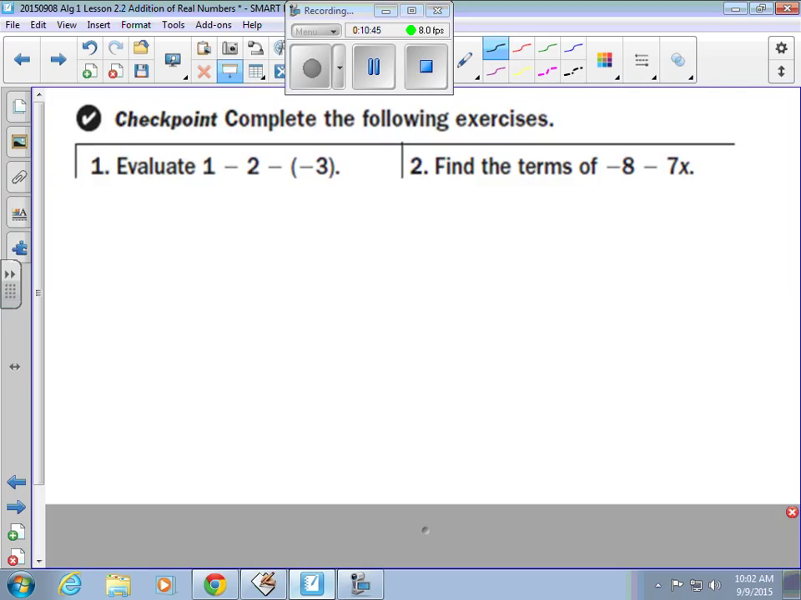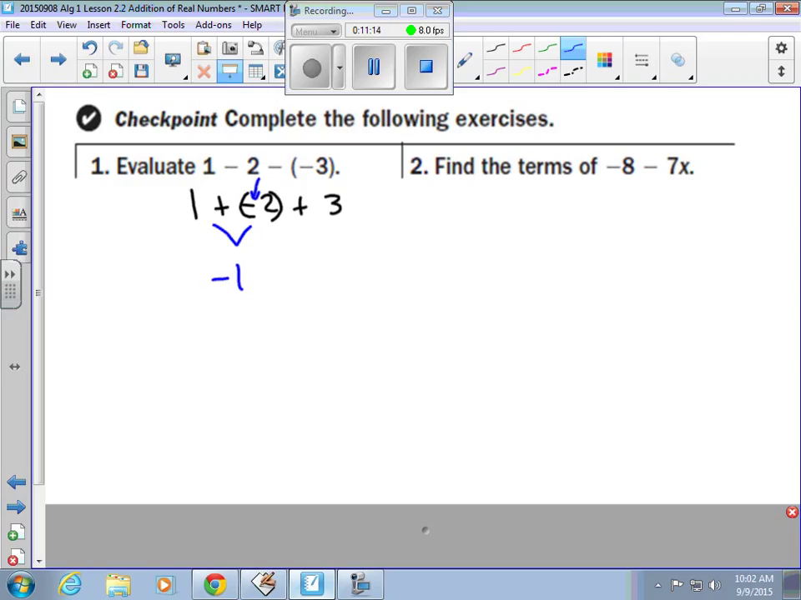So here we go. Evaluate these. 1 minus 2 minus a negative 3. 1 plus a negative 2, again, that's the subtraction rule, minus a negative 3. Add the opposite, plus 3. So 1 plus a negative 2, opposite signs, you subtract those two. 2 minus 1, and you get 1. And you keep the sign of the larger value.